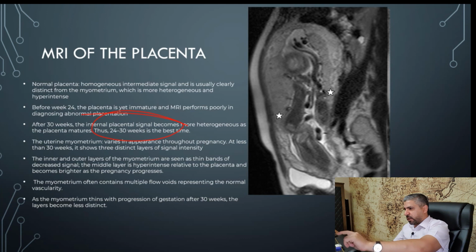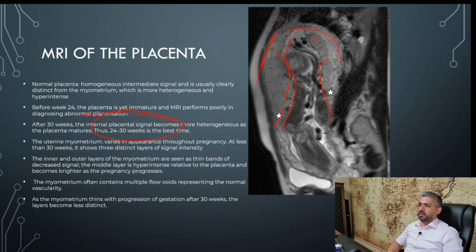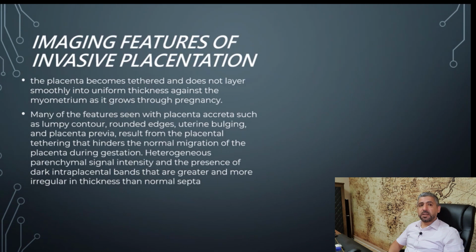Another example here, you can see this is a smooth placenta, smooth tapered edges. There are some lobules here and there with thin septa, and you can see that as the pregnancy progresses, this is a rather progressed pregnancy, the layers of the myometrium are less obvious than earlier in pregnancy. That's why we would recommend doing the MRI in suspected cases between 24 to 30 weeks of gestation.